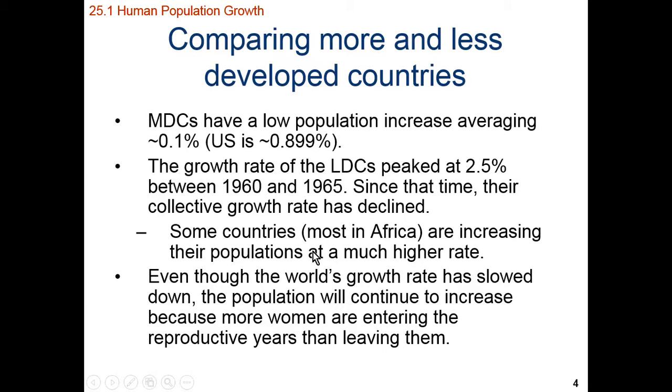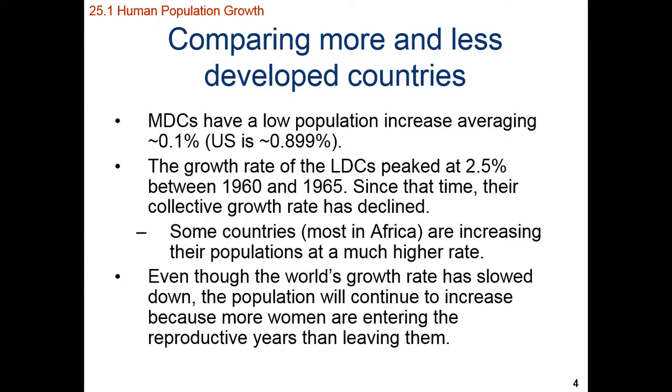If we look at very undeveloped countries, or the most less developed countries, they're going to have the highest growth rate because there's the most easy room for improvement. Even though our world's growth rate has slowed down, the population is still increasing. It's just increasing at a slower rate.